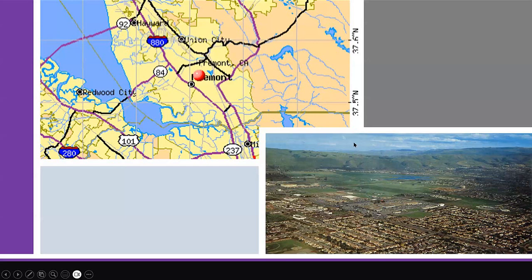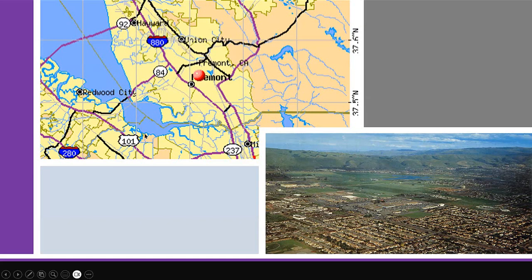Where I'm living right now is Fremont. This is the map of the San Francisco Bay Area, and I'm living on the East Bay. If you are not familiar with Fremont City, if you know about Tesla, Tesla has a big factory in Fremont City. I would say it's the first factory of Tesla.